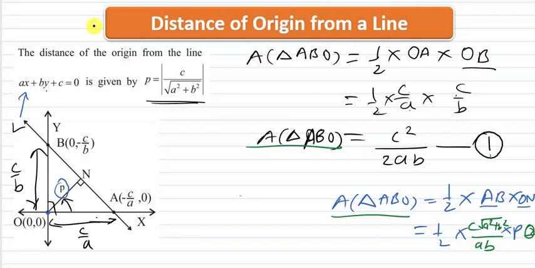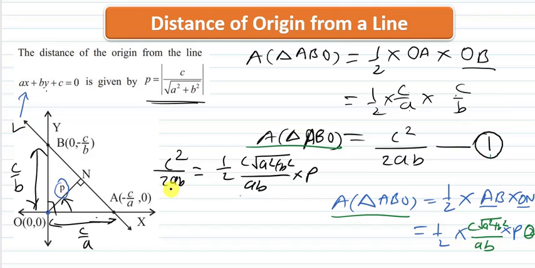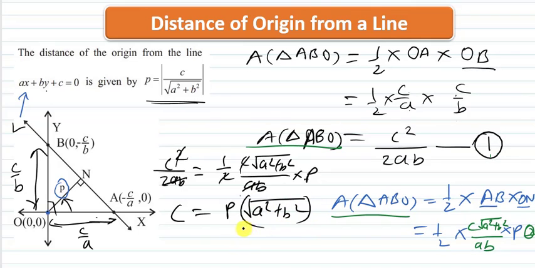Okay. If I compare this, what will I get? C square upon twice AB equals half of C root of A square plus B square upon AB into P. Here this twice AB will get cancelled. One C will get cancelled. What I will get? C equals P into root of A square plus B square. If I take this root of A square plus B square to the left hand side, what will I get? C upon root of A square plus B square, which is the value of P, right?